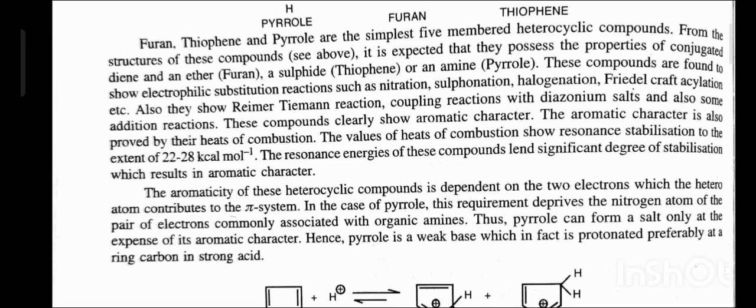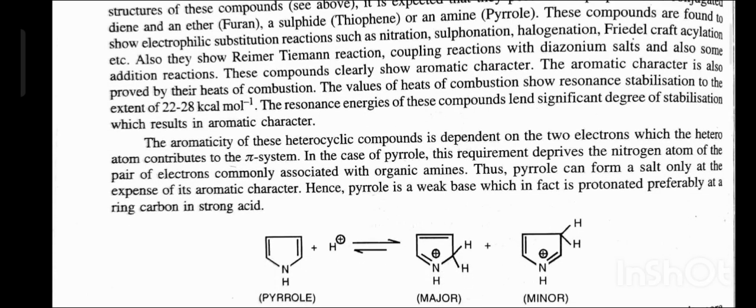The aromatic character is also provided by their heats of hydrogenation. The values of heats of hydrogenation show resonance stabilization to the extent of 20 to 28 kilocalories per mole. The resonance energy of these compounds lends a significant degree of stabilization, resulting in aromatic character. The aromaticity of these heterocyclic compounds depends on the 2 electrons which the heteroatom contributes to the pi electron system.